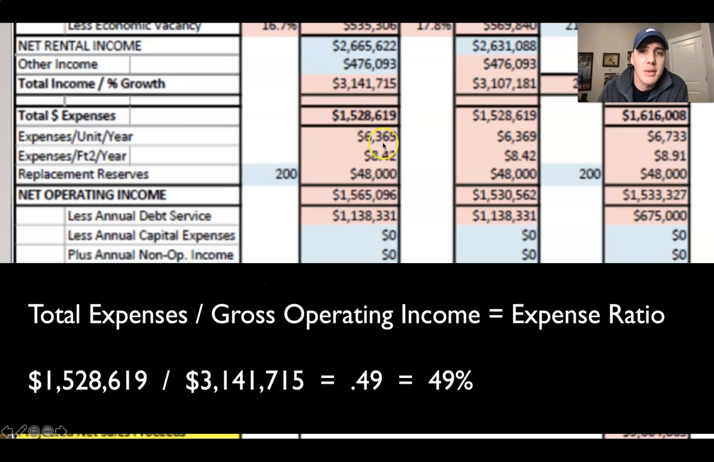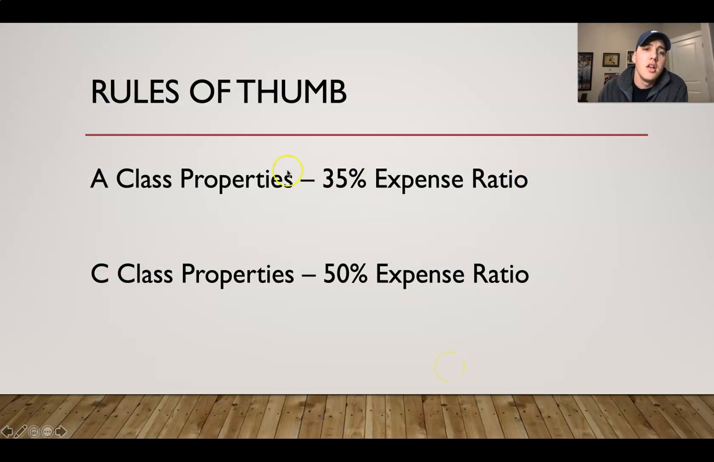Here is an example. So using that formula, total expenses right here, 1.5 million written here. Gross operating income right here, 3.1. And so you divide your total expenses by your gross operating income equals 0.49, and we're expressing it as a percent, so 49%. Some rules of thumb.